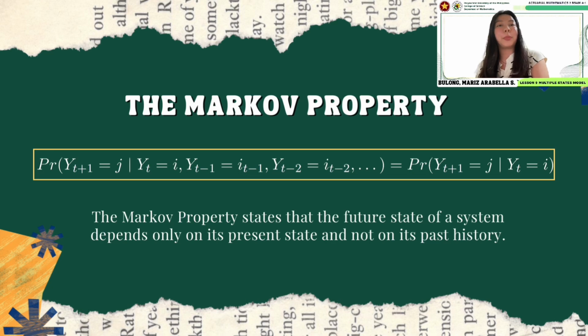Next is the Markov property. The Markov property states that the probability of transitioning to a future y sub t plus 1 depends only on the present state y sub t and not on any past states such as y sub t minus 1, y sub t minus 2, and so on. Mathematically, this is expressed as the formula on the screen. This property means that once the present state y sub t is known, the history of how the system arrived at y sub t becomes irrelevant in predicting y sub t plus 1. So we can conclude that the system is memoryless.